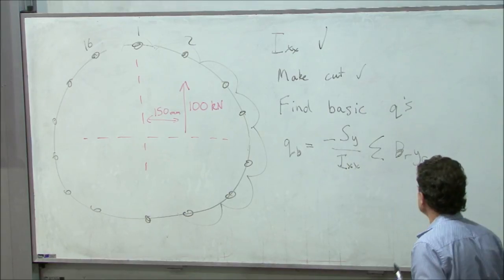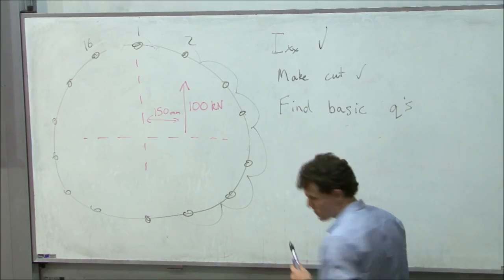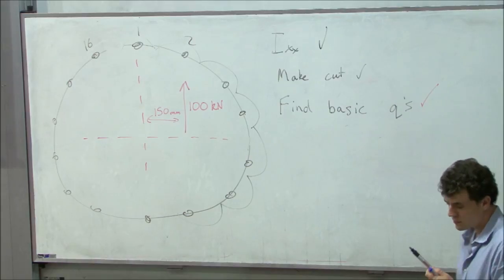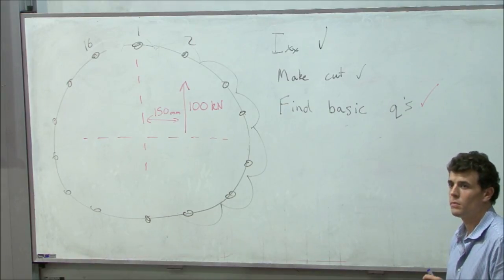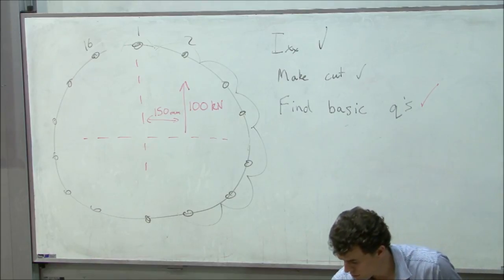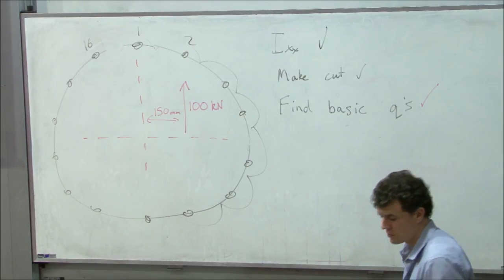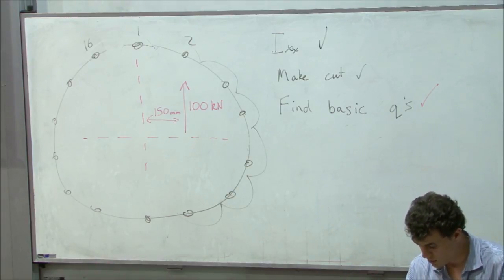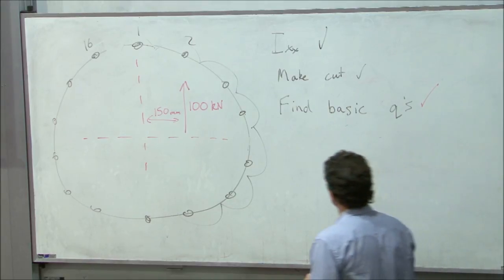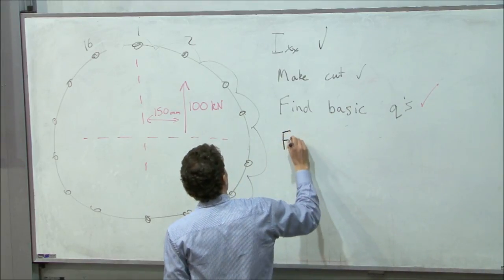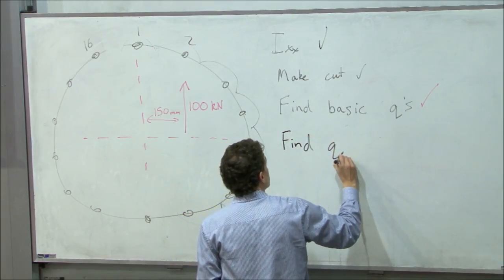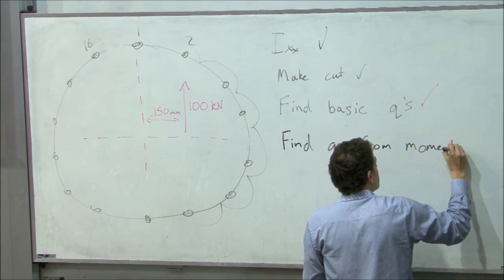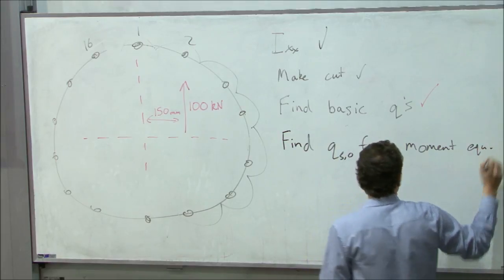Okay. So we can do that. Now, what's the next step? Okay, remember with the closed sections, we had to find moment equilibrium. So find QS naught from moment equilibrium.